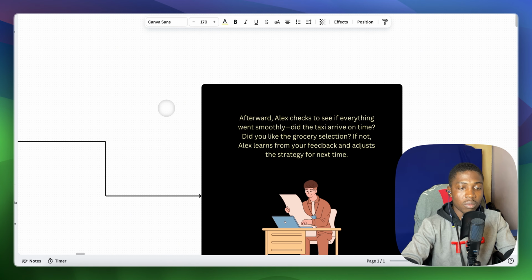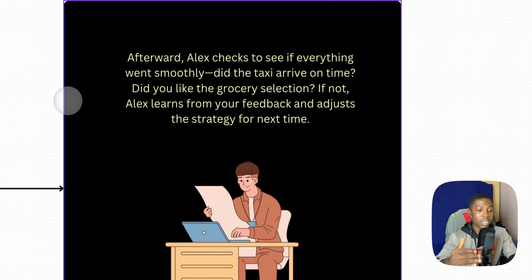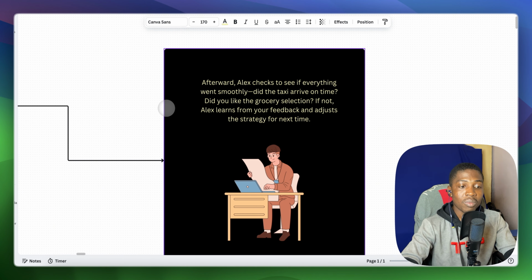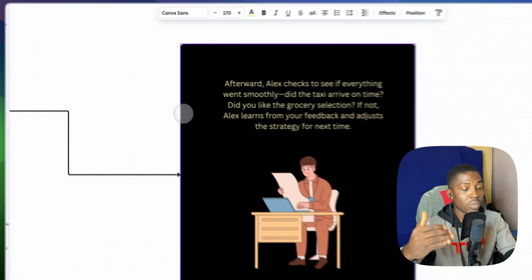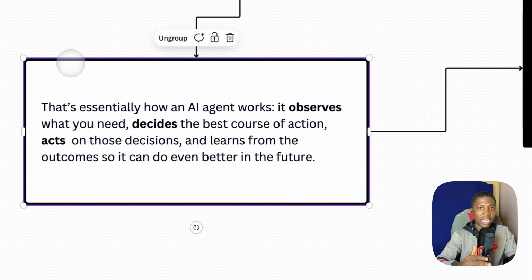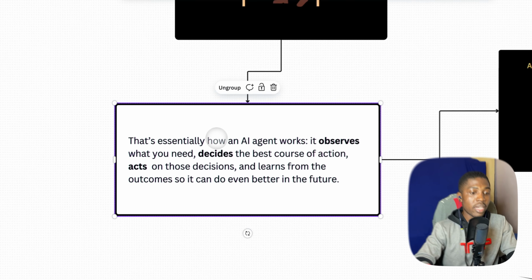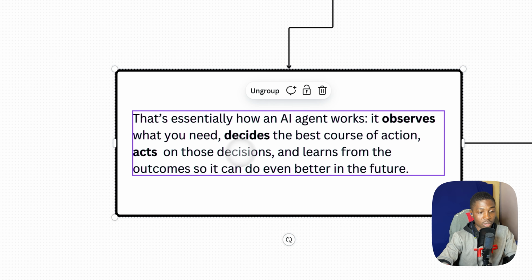And afterwards, Alex checks to see if everything went smoothly. Did the taxi arrive on time? Did you like the grocery selections? If not, Alex learns from your feedback and adjusts the strategy for the next time. So that's basically how an AI agent works. It observes what you need, decides the best course of action, acts on those decisions, and learns from the outcome so it can do even better in the future.